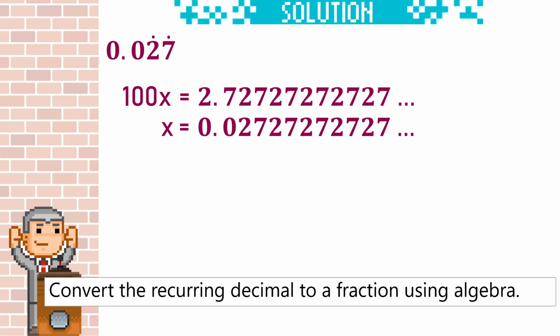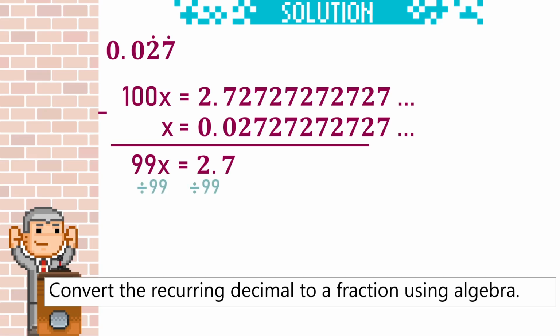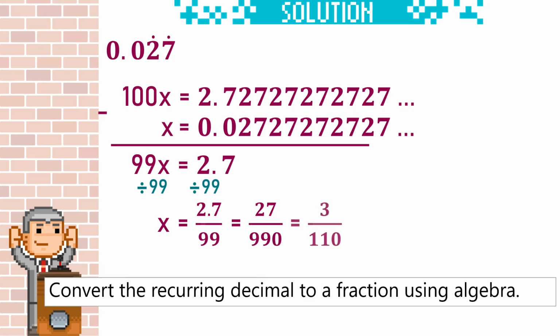Notice that we've got the 2.7, then the recurring decimal, and on the bottom we've got 0.0 and then the recurring decimal. So when we subtract, we're going to end up with 99x equals the 2.7. We're going to continue as we would normally by dividing 99 both sides, and so we have x equals 2.7 over 99. Now this is a problem, you can't have a decimal in a fraction, so we're going to get rid of the decimal by timesing top and bottom by 10. 27 and 990 are both in the 9 times table, so we can also divide them by 9.